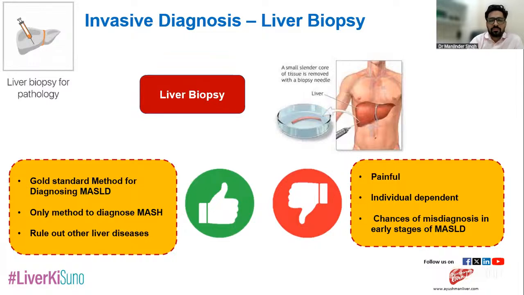Ultimately, at times, when there is diagnostic dilemma, we need to opt for liver biopsy, which is considered the gold standard for diagnosing MASLD, and it is the only method which can be used to diagnose MASH. Otherwise you just get indirect evidence of MASH, but on biopsy you can get direct evidence of MASH. And at the same time, you can rule out other causes of liver disease. On the downside, it is a painful procedure, and chances of misdiagnosis are there in the early stages of MASLD.